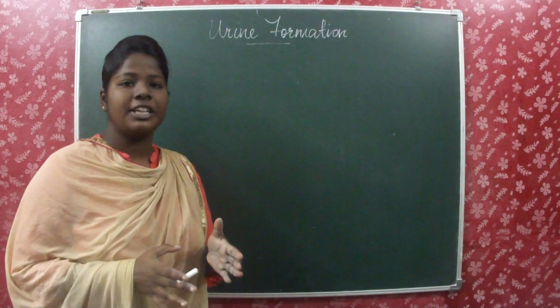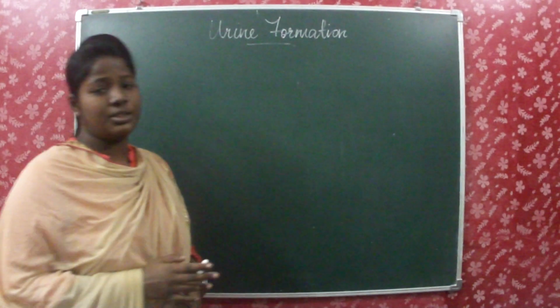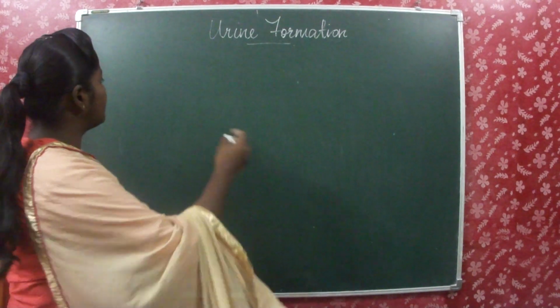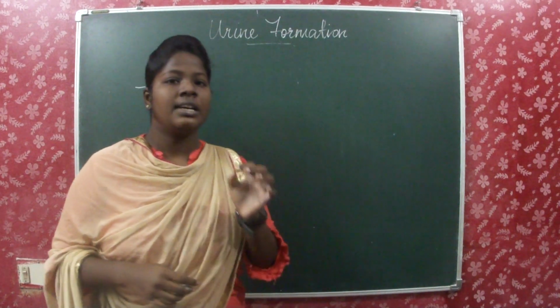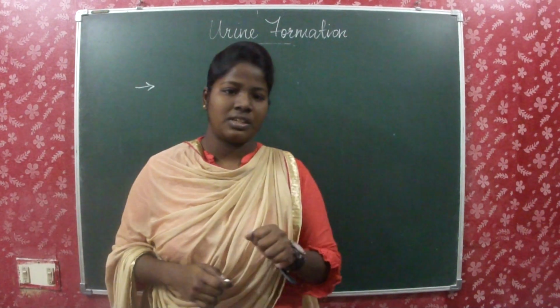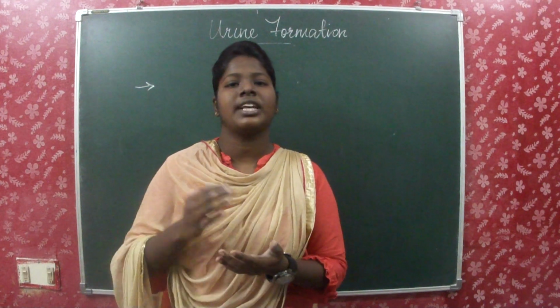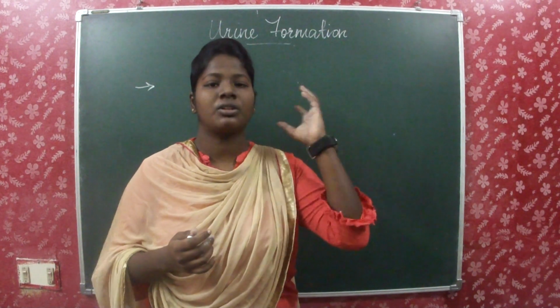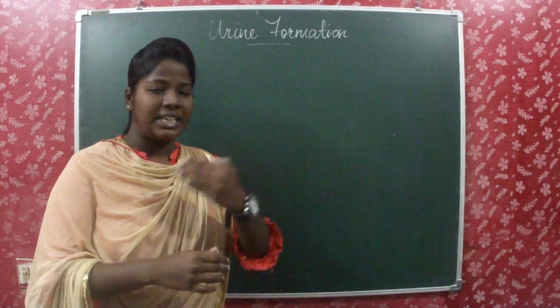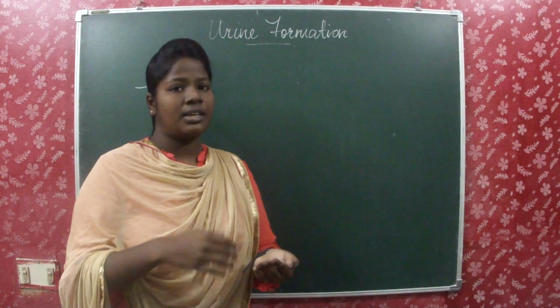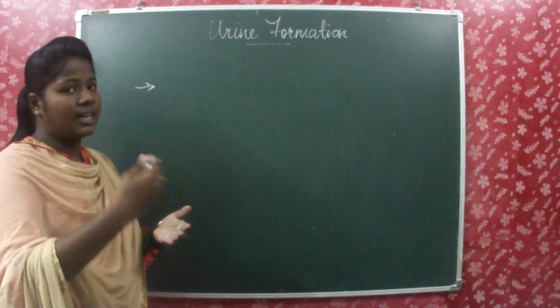So today we are going to deal with the topic urine formation in this video. As we discussed earlier in the previous video, we know that the nephron is the structural and functional unit of kidney, and urine formation takes place to the maximum level in the kidney, because in this area the urine is formed and then sent to the ureter, then to the urinary bladder, and then to the urethra.